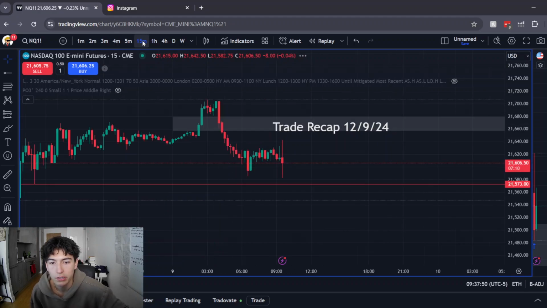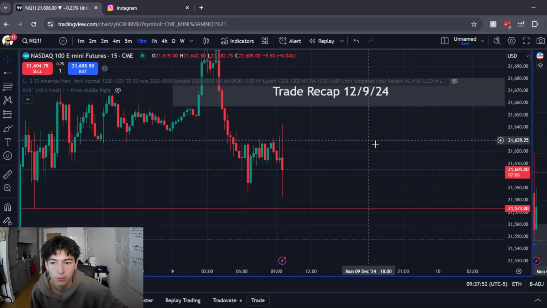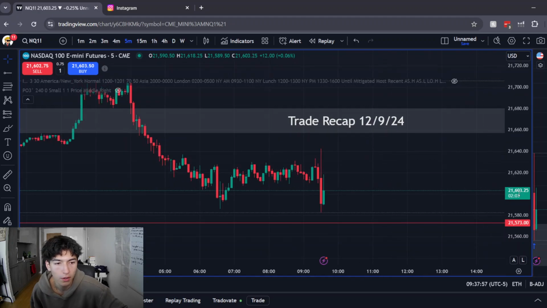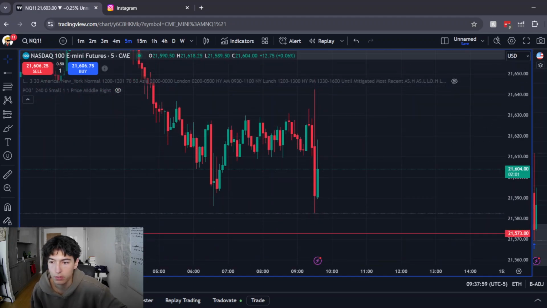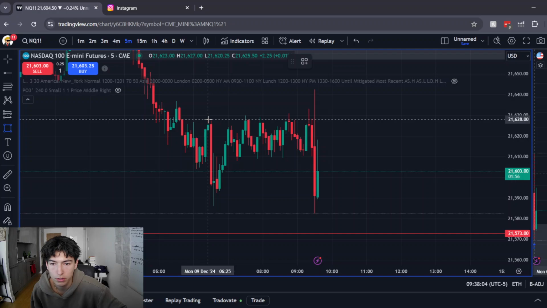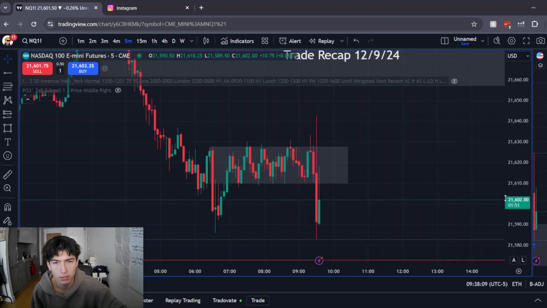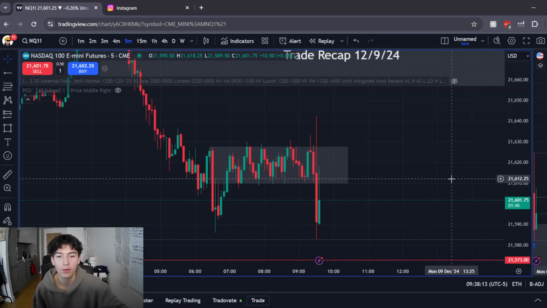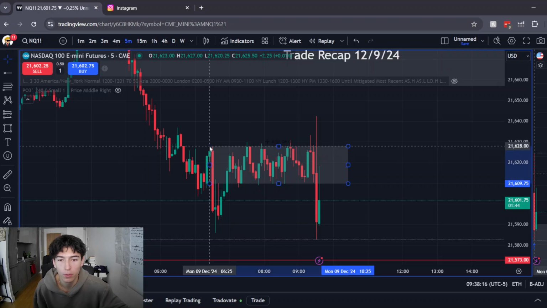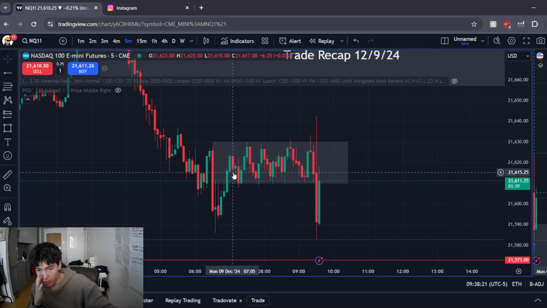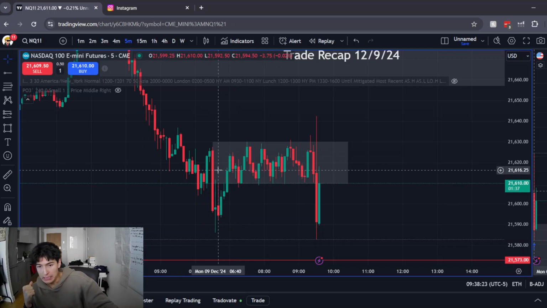But scaling down into smaller time frames, I noticed that we've just been in this square, as you can see. I forgot the name of it, constellation, when it's just trading sideways. I can't think of the word right now, but we've just been in the square the whole morning.